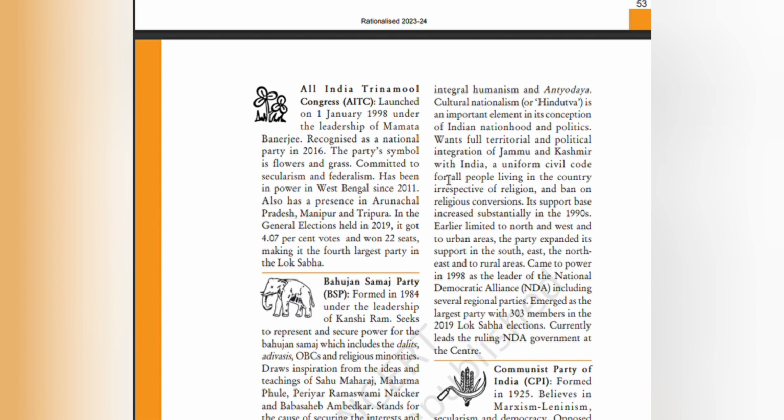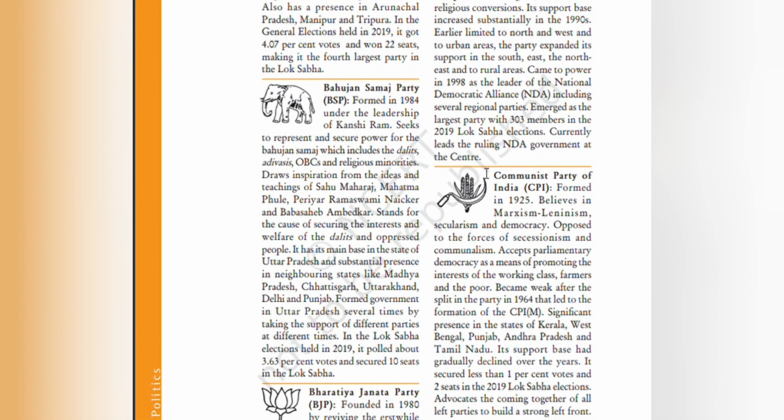It wants full territorial and political integration of Jammu and Kashmir with India, a uniform civil code for all people living in the country irrespective of religion, and a ban on religious conversions. Its support base increased substantially in the 1990s. Earlier limited to the north and west and to urban areas, the party expanded its support in the southeast, the northeast, and to rural areas. It came to power in 1998 as the leader of the National Democratic Alliance, including several regional parties. It emerged as the largest party with 303 members in the 2019 Lok Sabha elections and currently leads the ruling NDA government at the center.